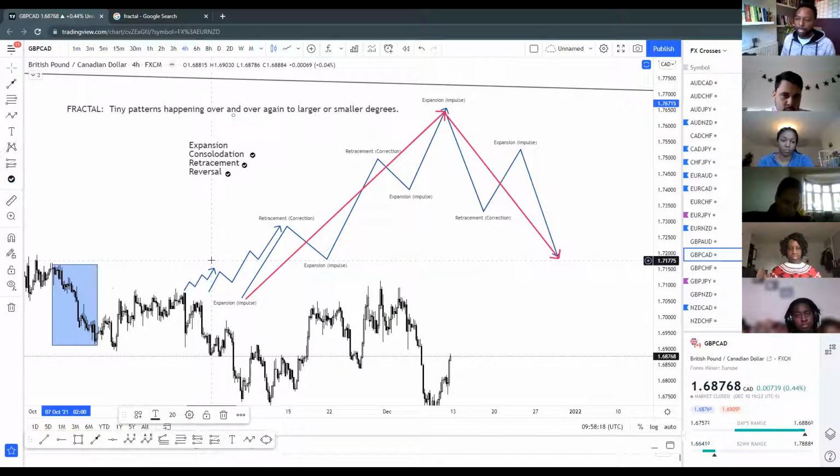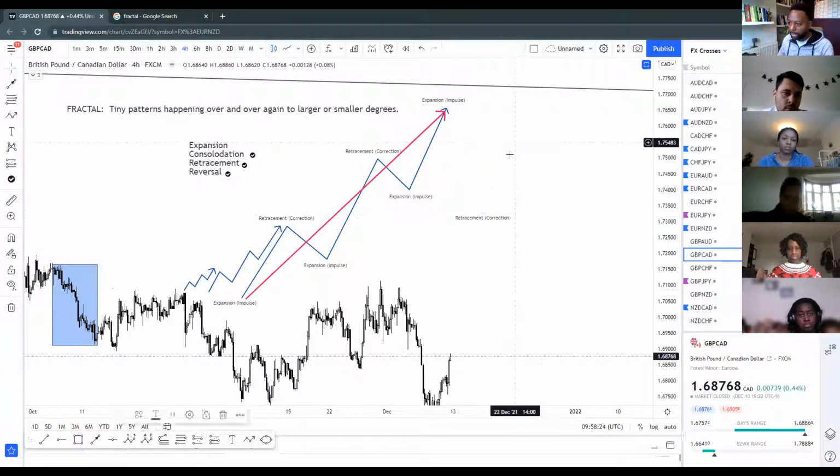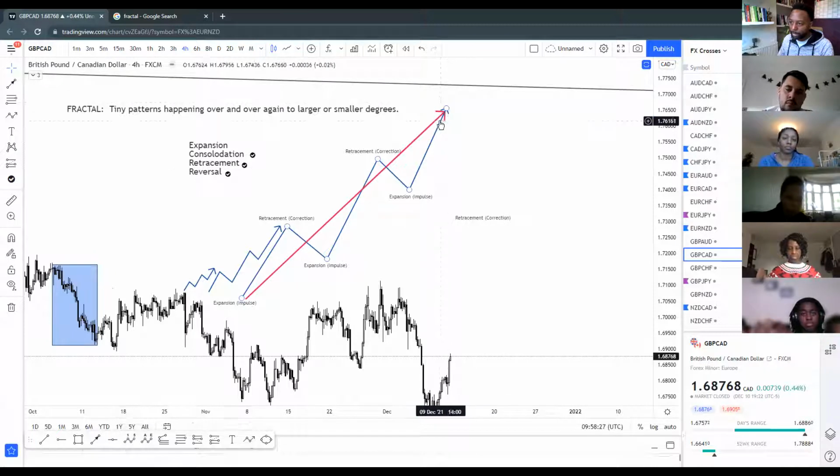It's the same thing happening over and over again. So with that said, let me remove things off the chart. Is that clear?